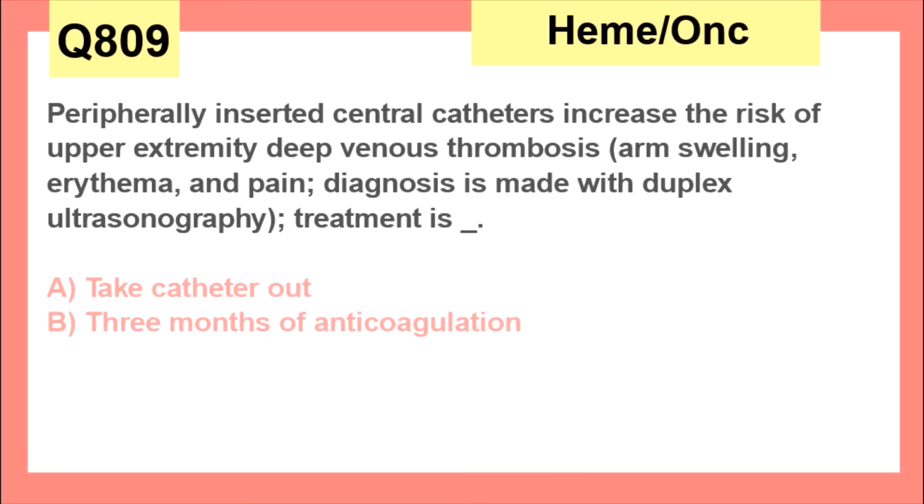809, a person has this peripherally inserted central catheter and increased risk of an upper extremity deep vein thrombosis. So now they have arm swelling, erythema, and pain. And we get an ultrasound. So what's the treatment for this central catheter that's causing the thrombosis? We get 3 months of anticoagulation. You don't necessarily need to take the catheter out.